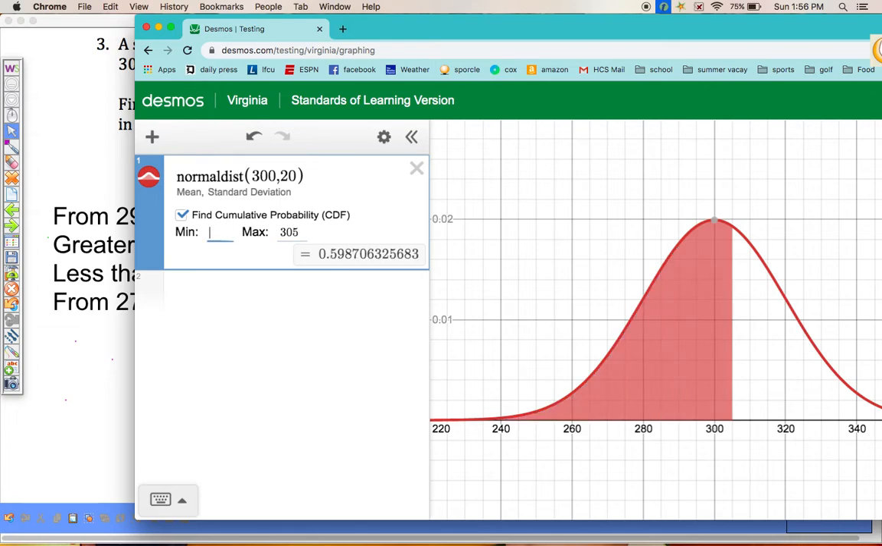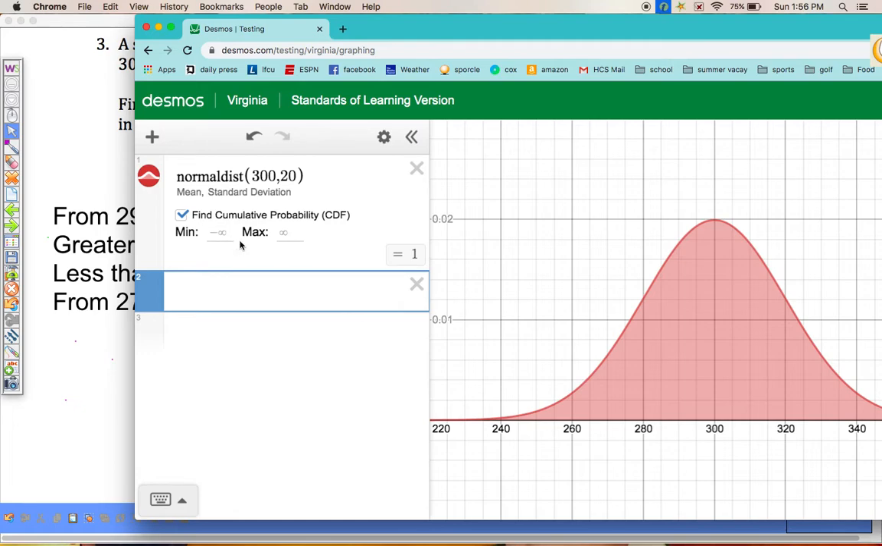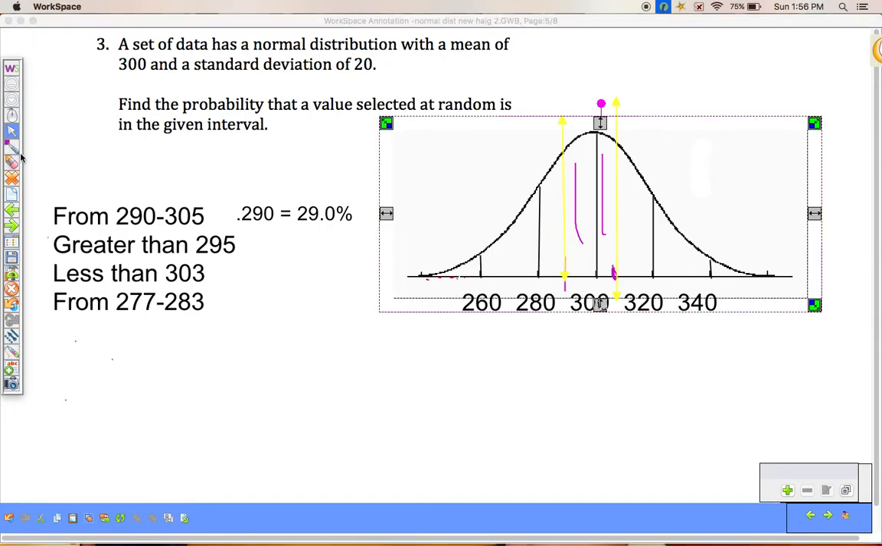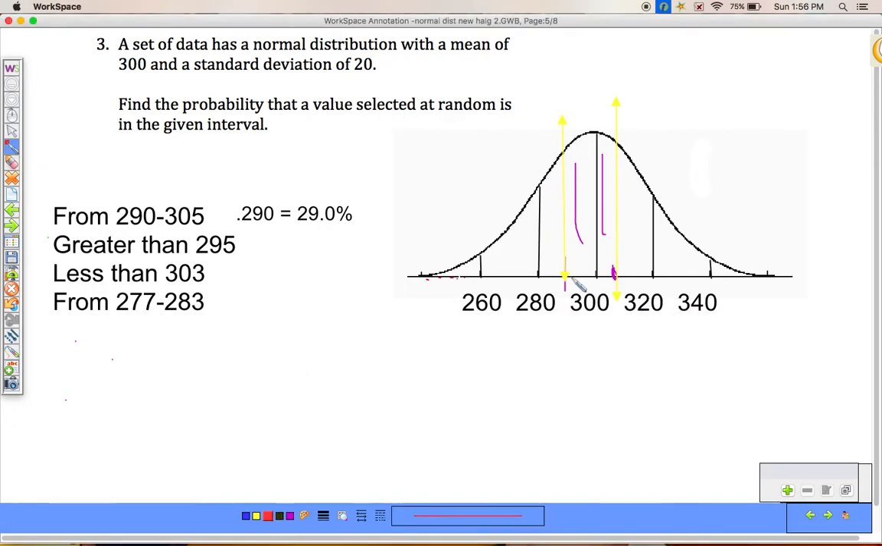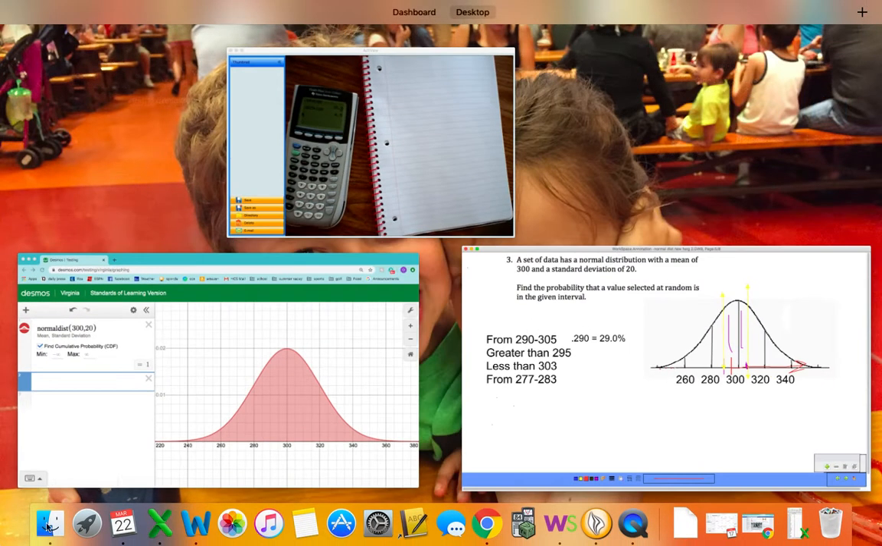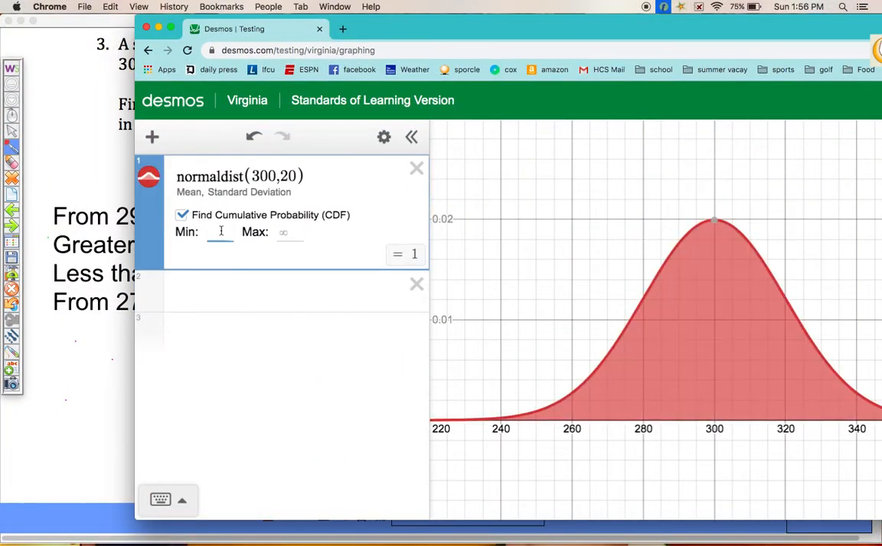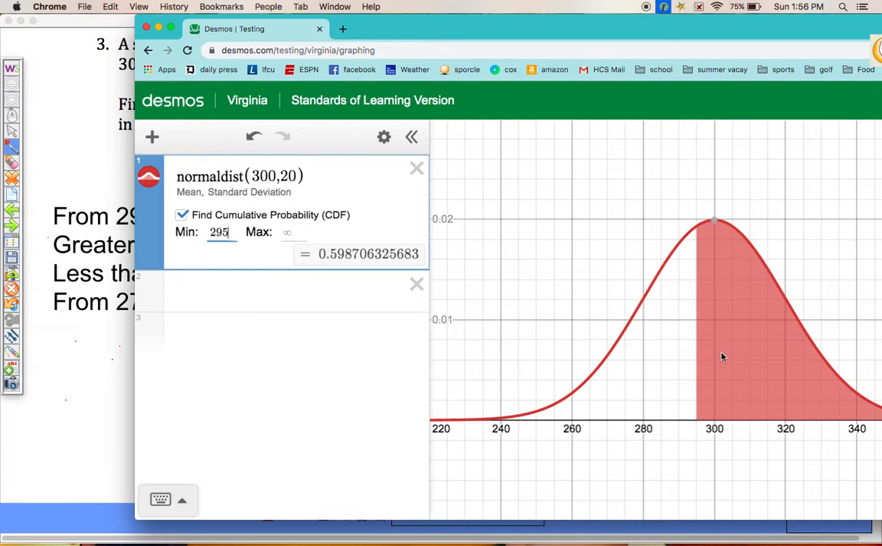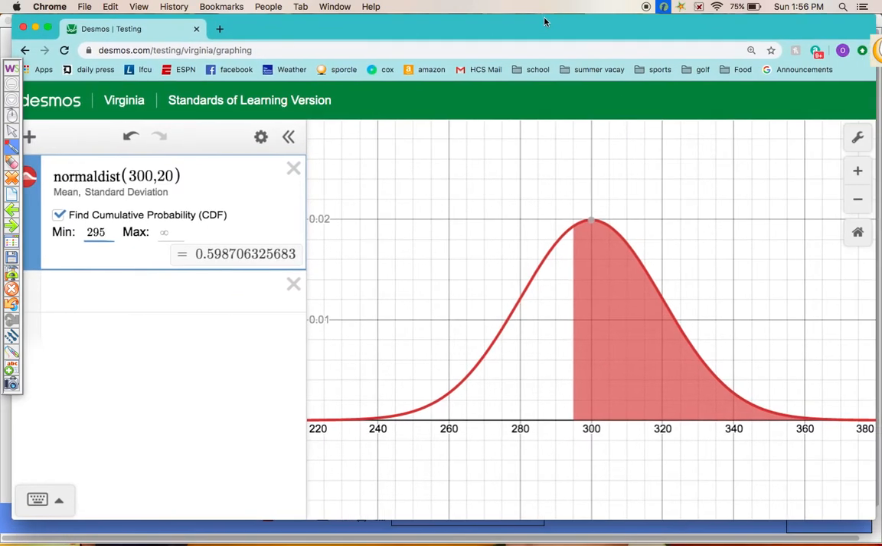All right, the next one they want, let's get rid of this. And if you notice, when you click out of it, barely you can see it's a negative infinity to infinity. All right, so greater than 295. So I'm looking from, let me get a different color, from here and greater. So everything over here. So going back to the calculator, my minimum is 295. And I want everything greater. Then I don't have to change this one because it goes to infinity.